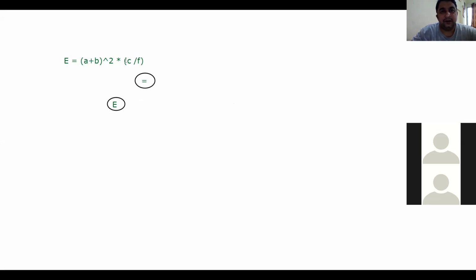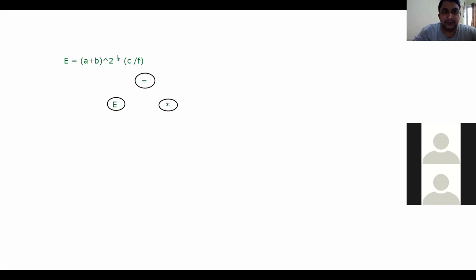Right? And on the right hand side of equals to, this is said to be the major expression. In this major expression, I can consider the major operator as star. So star will be the major operator on the right hand side. So I am writing it as star. Star's left hand side is (A plus B) whole square, and star's right hand side is C divided by F.